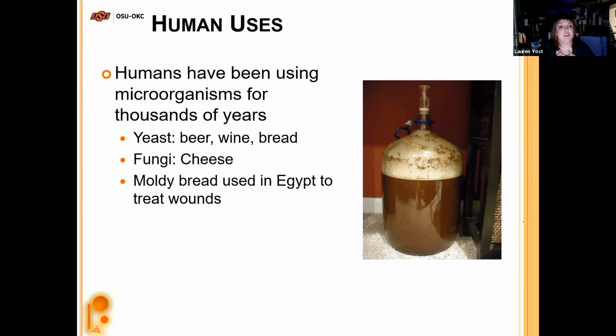So humans have been using microorganisms for thousands of years. Bread, wine, cheese, all of these things have been used to make really great, tasty foods. They've been doing it since, I guess, Egypt has been using moldy bread to treat wounds.